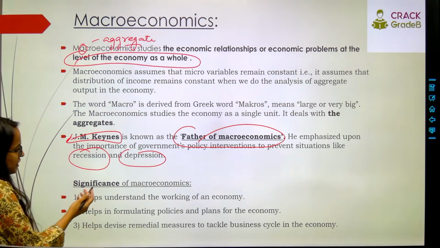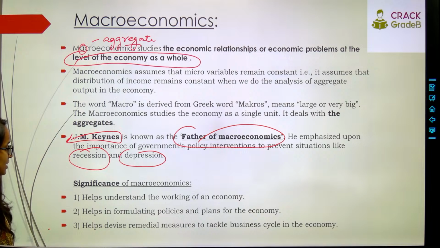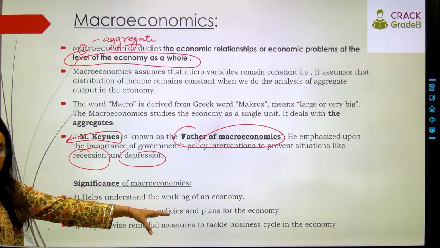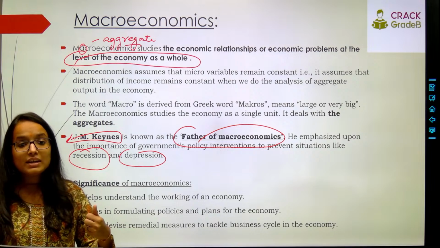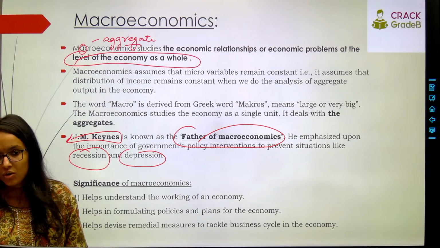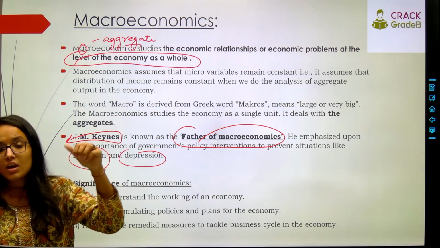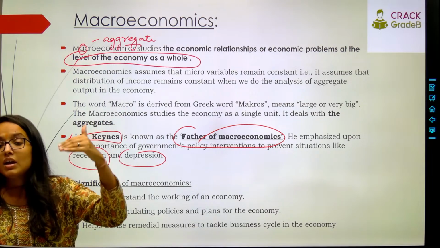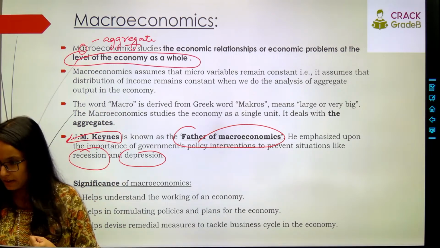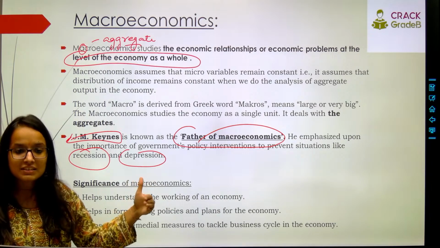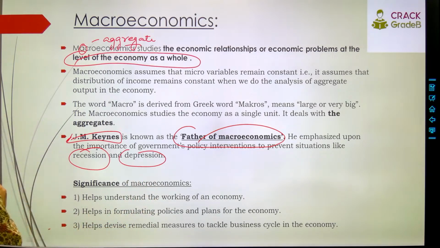Okay. Then we have significance of macroeconomics. It helps understand the working of an economy, right? Helps in formulating policies, helps in formulating our relations with the rest of the world. Okay. If we have good growth, if we have good GDP numbers, we have employment, we have less poverty, so we'll attract investment as well. Okay. It would make up our international relations as well.